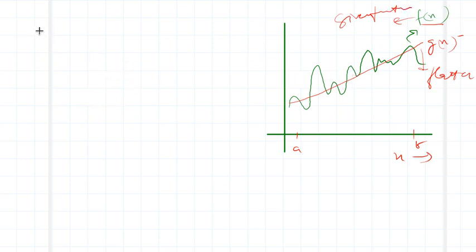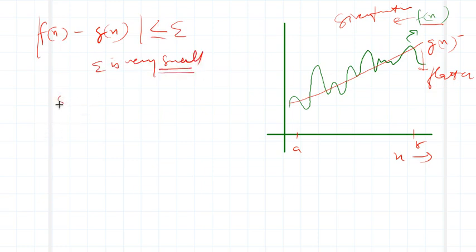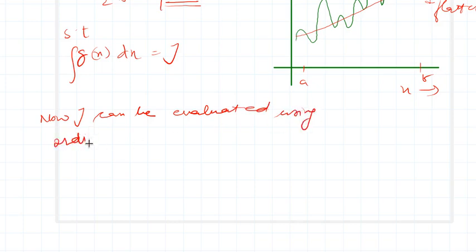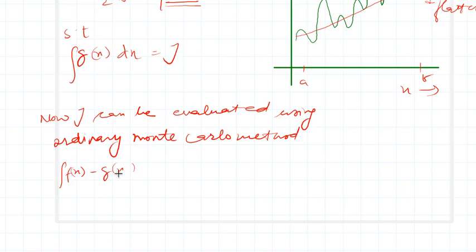And the flatter function is chosen such that the mod of f(x) minus g(x) is less than or equal to epsilon, where epsilon is very small, such that the integral of g(x) is equal to J. Now J can be evaluated using ordinary Monte Carlo method, and we can evaluate the integral of f(x) minus g(x). Also, we can also evaluate this integral.